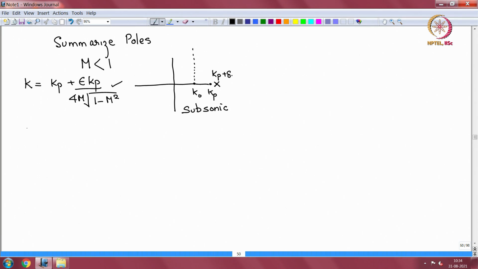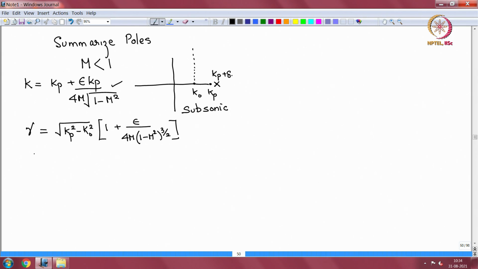The corresponding gamma is square root of kp square minus k0 squared into 1 plus epsilon by 4m into 1 minus m square to the power 3 by 2. Okay, it's a real positive number.